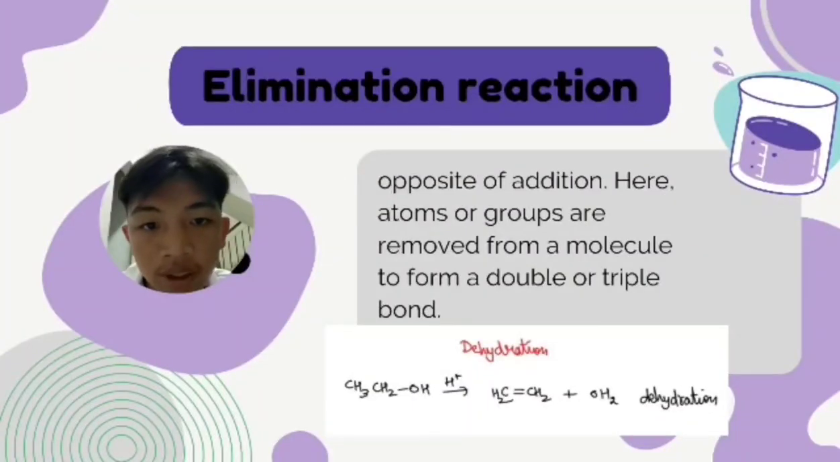An elimination reaction is the opposite of addition. Here, atoms or groups are removed from a molecule to form a double or triple bond. For example, when ethanol is heated with concentrated sulfuric acid, CH3CH2OH will become CH2=CH2 plus H2O. Water is eliminated and ethene is formed. This is called a dehydration reaction.